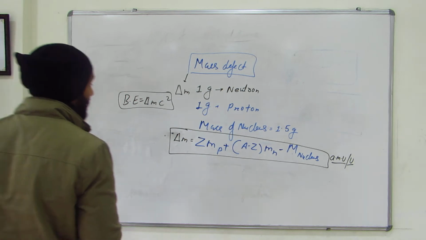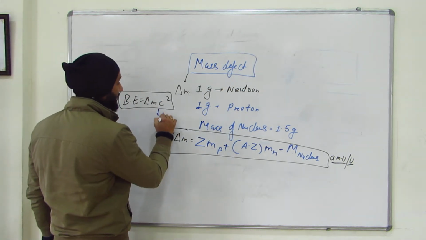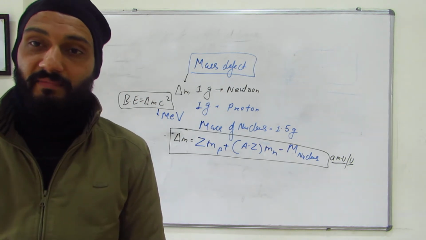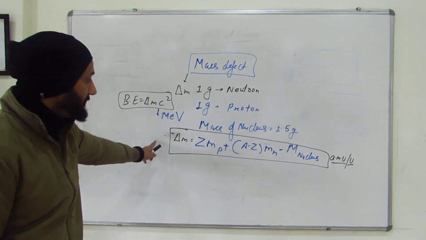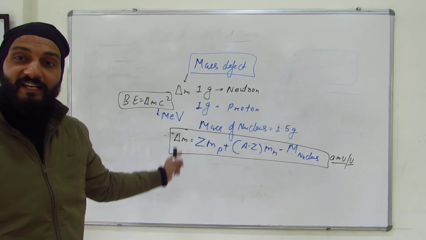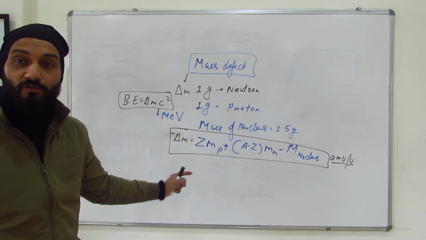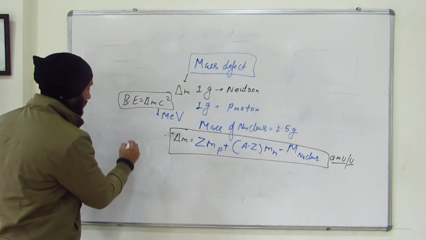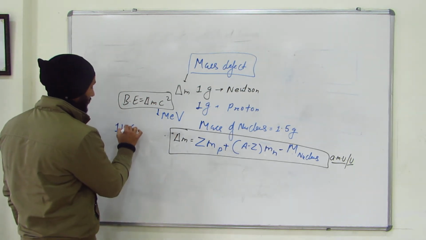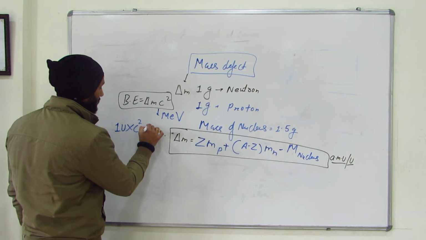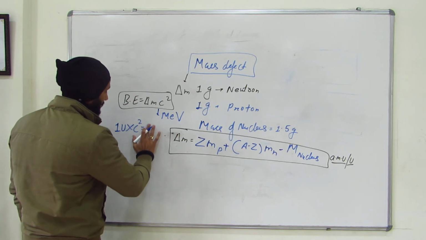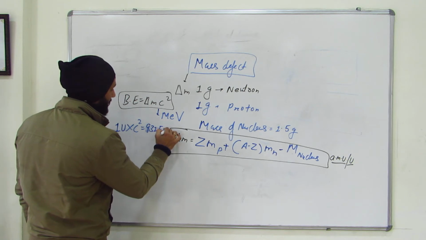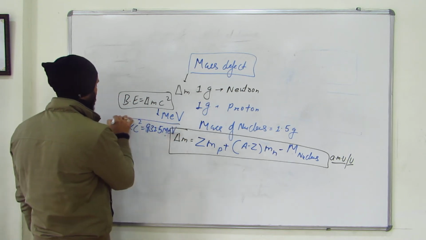Now this binding energy is usually in million electron volt. So the mass is in u, but the binding energy is in million electron volt. How do we convert u to million electron volt? Basically, 1 u into c square is equal to 931.5 MeV. So you have to convert it this way.